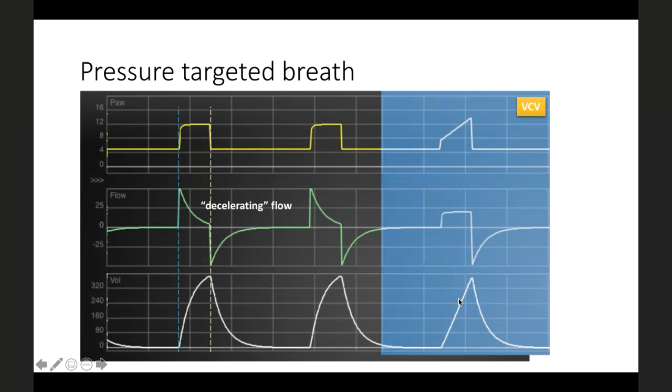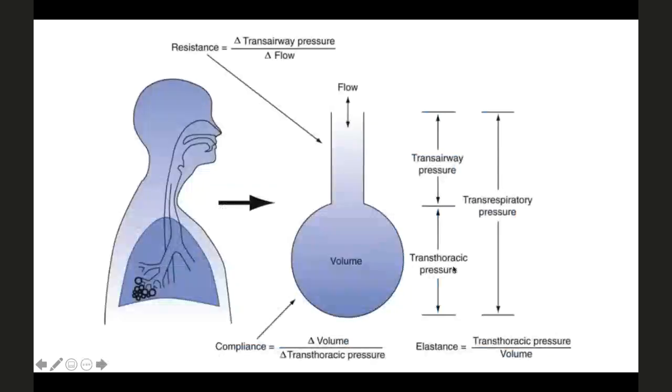So what I mean to say is, looking at the graphics itself, we can find out whether pressure targeted ventilation is going on or volume targeted ventilation is going on. It's only about familiarity and understanding how this tracing is generated.